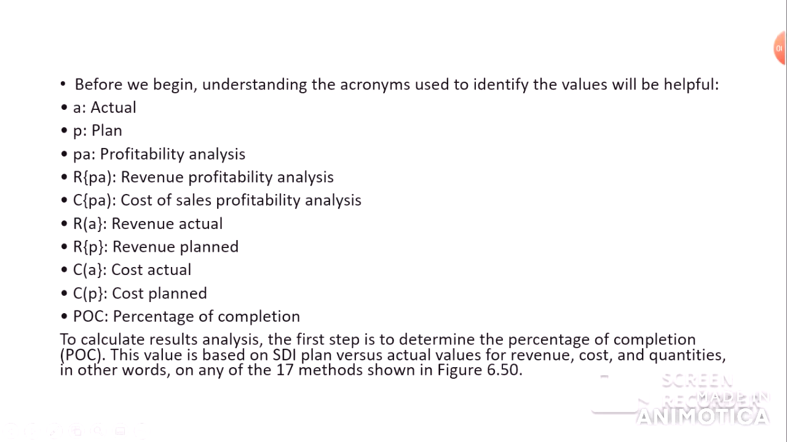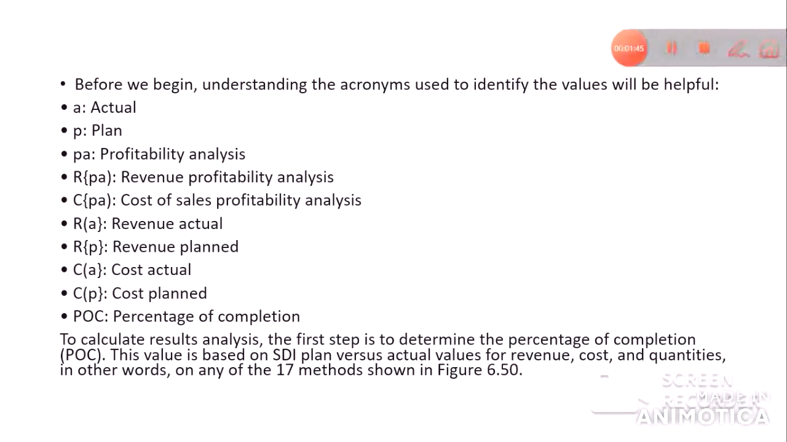Before we begin, understanding the acronyms used to identify the values will be helpful. So A is for actual, P for plan, PA profitability analysis, RPA is revenue profitability analysis, CPA cost of sales profitability analysis, RA is revenue actual, RP revenue planned, CA cost actual, CP cost planned, POC percentage of completion.